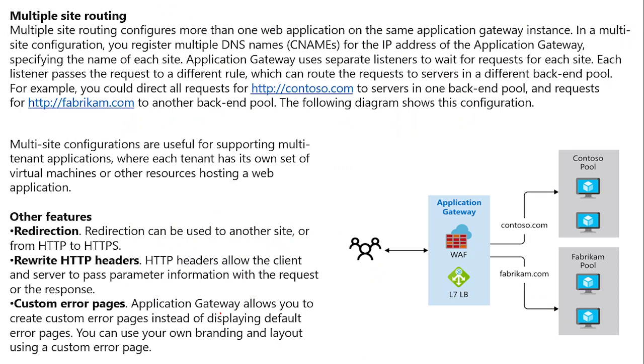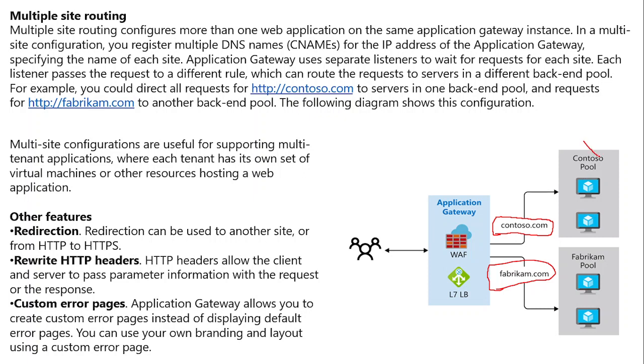Okay, multiple site routing routes the traffic based on the site itself, like techwithus.com, contoso.com, fabricam.com or flipkart.com, amazon.com. Based on the site name itself, it will route the traffic to the particular site. So let's say you have taken one Azure account and you have installed two applications on that. One is developed by Vinay and the other is developed by Dilip.